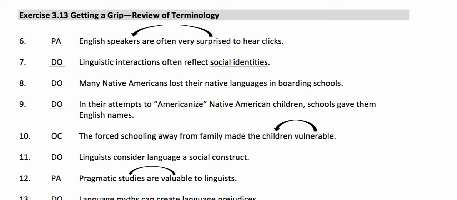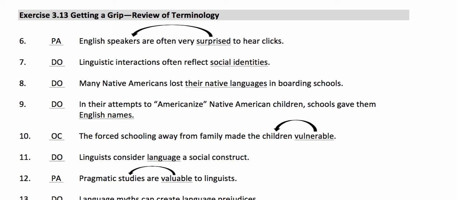Number 9, schools gave them English names. So the test is, is this IO DO or is it DO OC? Because we have the subject schools, we have a transitive verb gave, and now we have two noun phrases, them and English names. So can we move these? Schools gave English names to them. Yes, you can move it. So that means it's pattern number 6. So that means them is the indirect object and English names is the direct object.